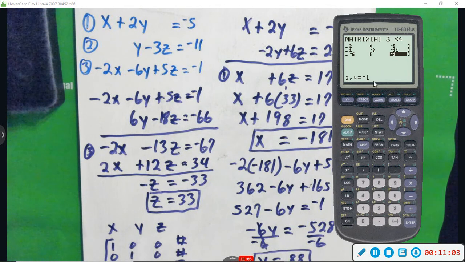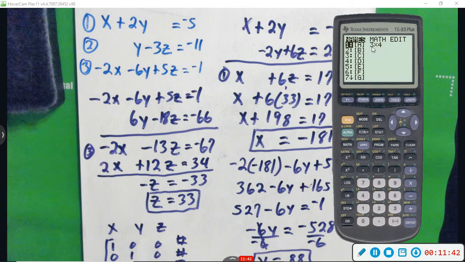Alright, so once you get all of that in there, you're going to hit second and then quit to go back to the home screen. We're going to go second matrix again. This time we're going to arrow to the right to math. And then we're going to arrow up to RREF. That stands for Reduced Row Echelon Form, a term that you will learn in linear algebra, if you ever take that. So this just basically says we're going to solve this for you, and it wants to know what matrix you want me to solve. So we go second matrix one last time, and then just hit enter on A.